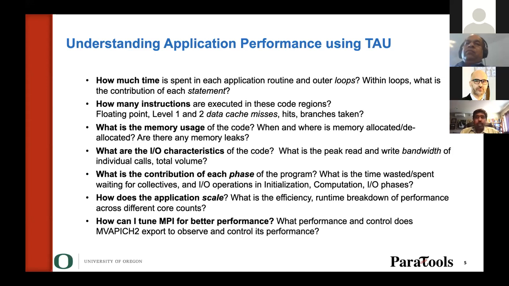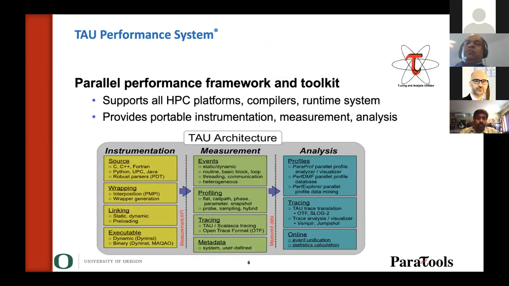You can see the memory usage of your code, when and where the memory gets allocated, what is the high water mark for memory, how does the application's IO characteristics look, what is the peak read and write bandwidth of individual calls. You can see the MPI IO bandwidth and the names of files, the total volume of data. You can see the contribution of each phase of your application, the time spent in different phases, how the application scales. And if you are wondering how you can tune MPI for better performance, it can show you the performance and control variables that MVAPICH 2 exports, so you can observe and control its performance.